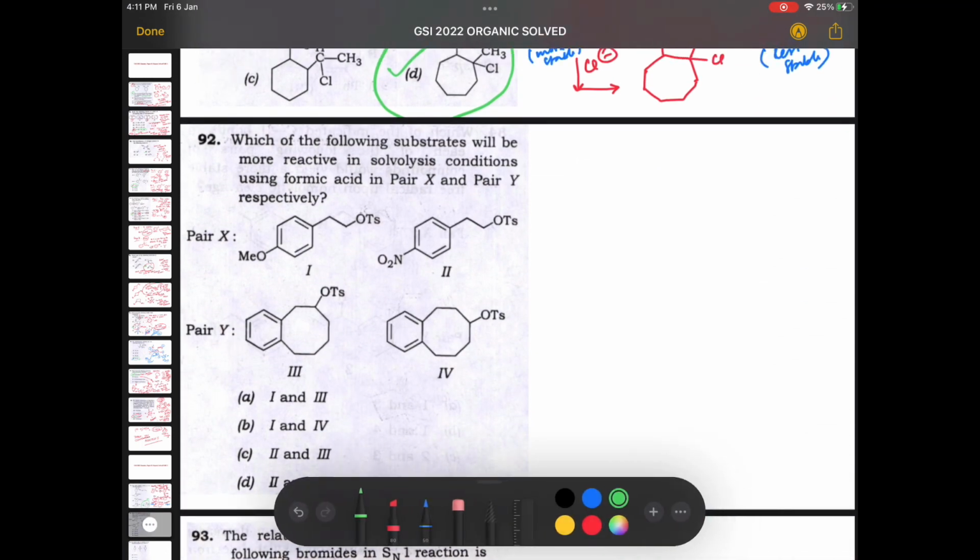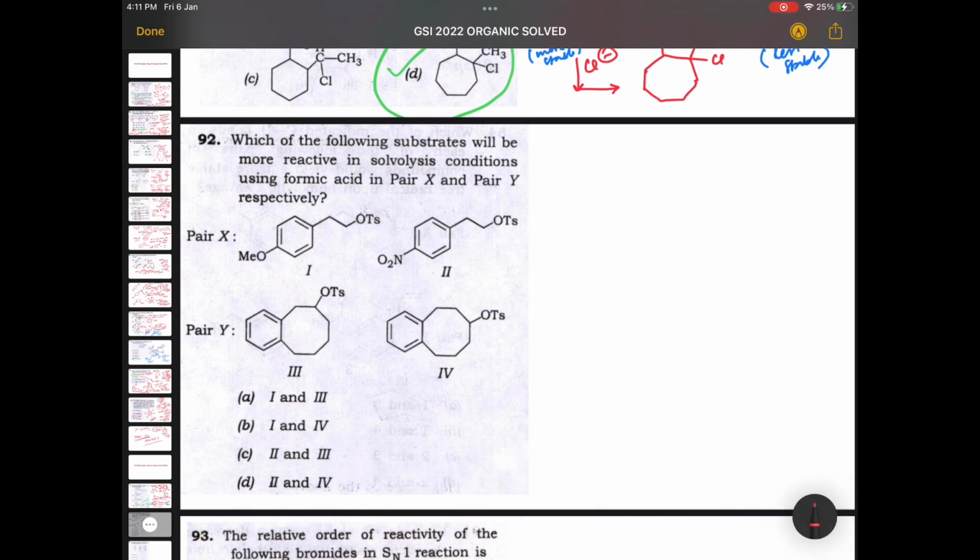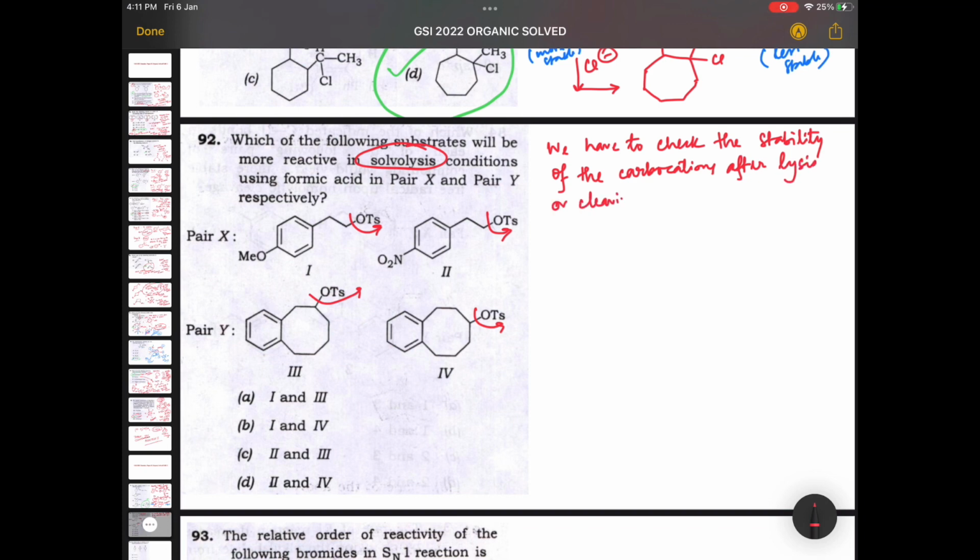Okay, let's move on to the next question. So we have been asked reactivity in soluble acid conditions using formic acid. So as we can see that OTS is present, which is actually a very good leaving group. So we have to actually check the stability of the carbocation that is forming after the leaving of the OTS group. So let us draw the particular carbocations and check the stability.